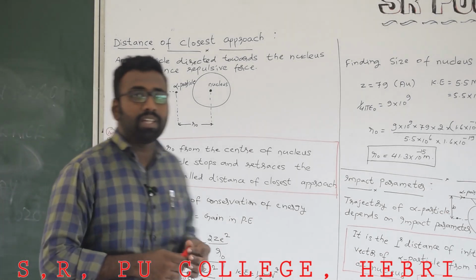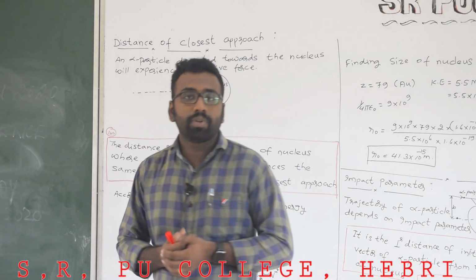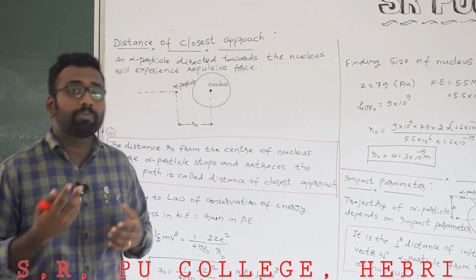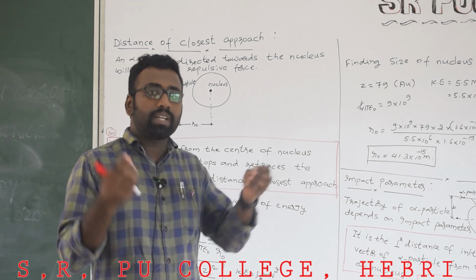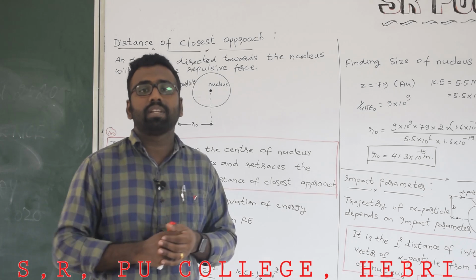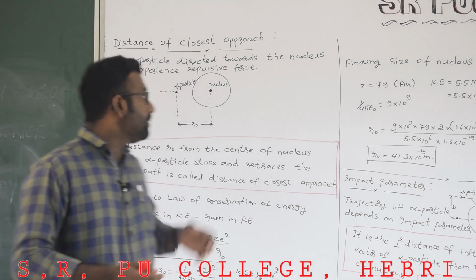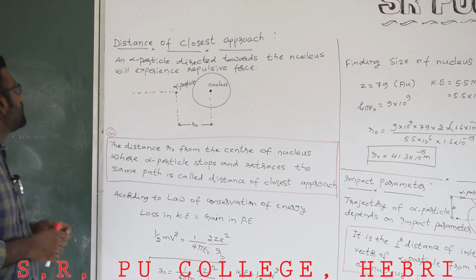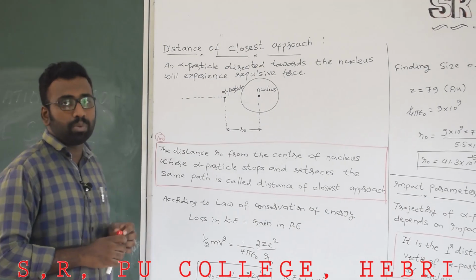Well students, last class we have seen about the Rutherford alpha scattering, and we had seen the experimental setup, how the alpha particle gets collided with the gold foil, and we have seen the scattering angles and other things. Now we will continue further. We will see another concept, distance of closest approach.